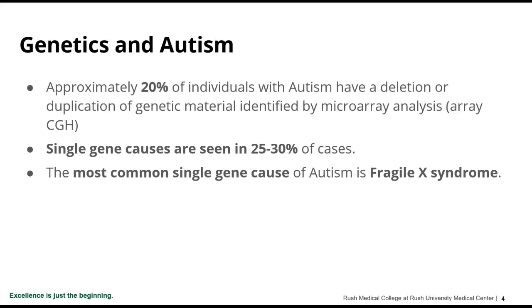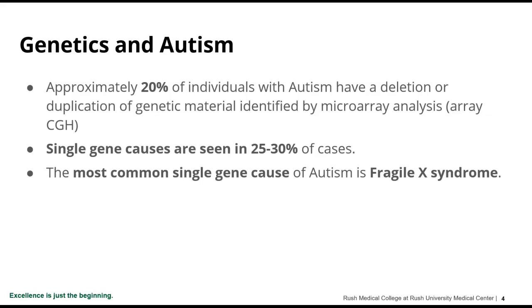Anyway, approximately 20% of individuals with autism have either a deletion or a duplication of genetic material that can be identified by microarray or array CGH. It's not seen by routine chromosome analysis. Single gene causes are seen in about 25 to 30% of cases. So at the best, 30 plus 20 is about 50%. So that leaves us about 50% of cases that we can't find the answer to.